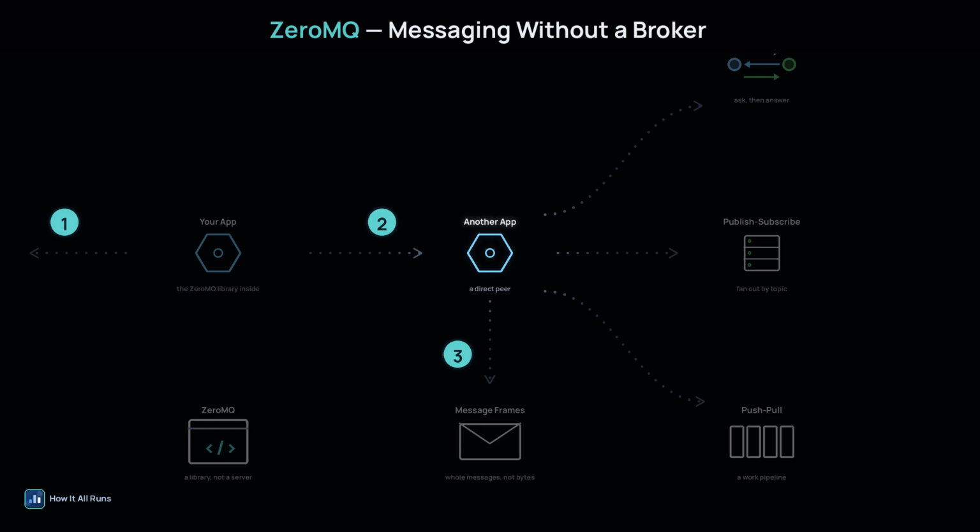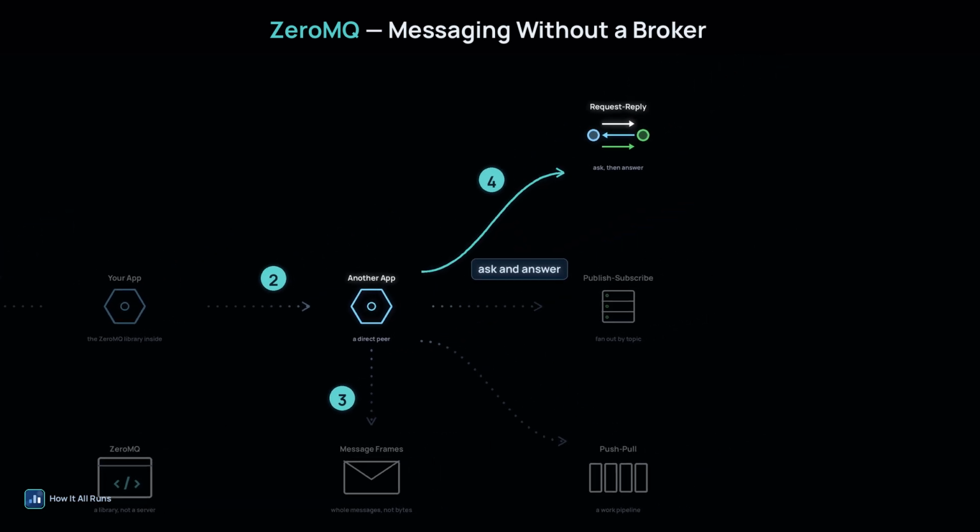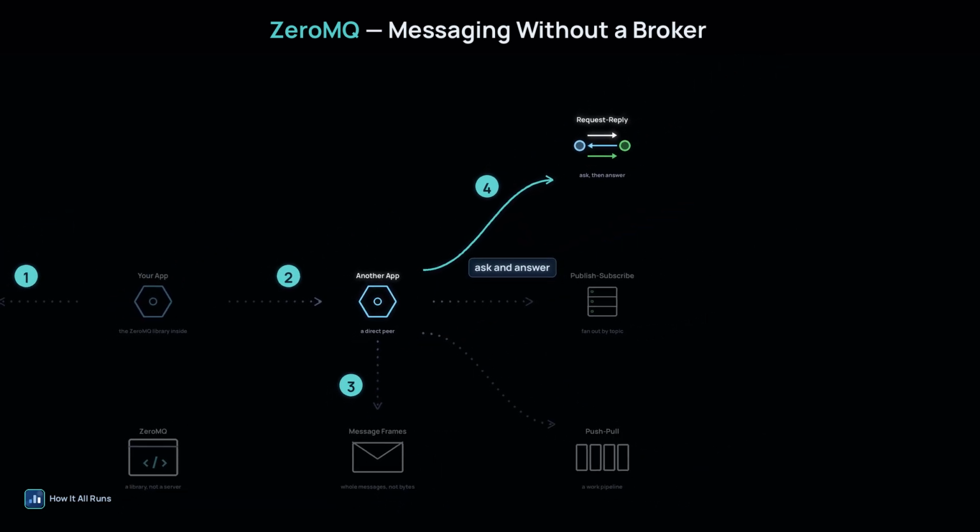Let's walk the key ones. Request reply is the simplest. A client asks, a server answers strictly in turn. Send a request, get exactly one reply, repeat. It's a direct conversation with no broker mediating between the two sides.